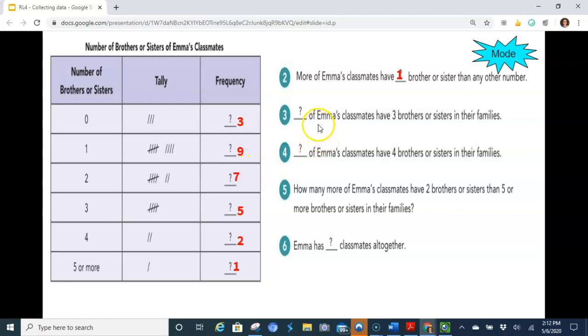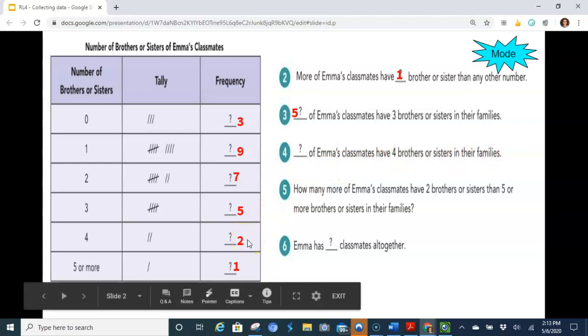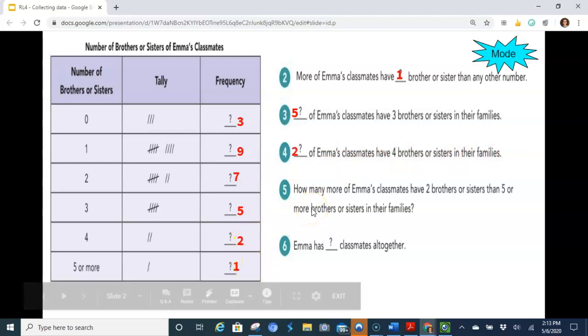Next question. Of Emma's classmates, how many of Emma's classmates have 3 brothers or sisters in their families? Well, it's pretty easy. Come here to 3 brothers or sisters, and the answer is 5. How many of Emma's classmates have 4 brothers or sisters? Well, let's look at 4. That's 2.